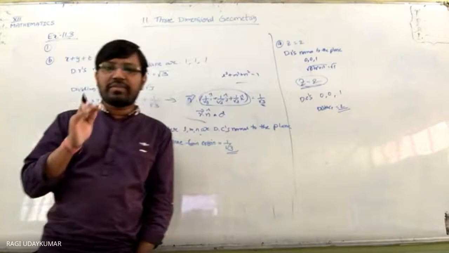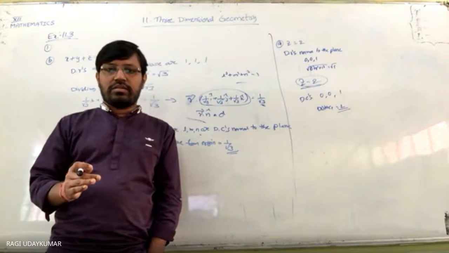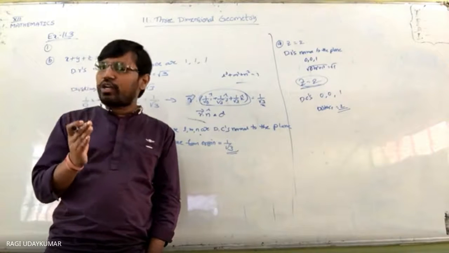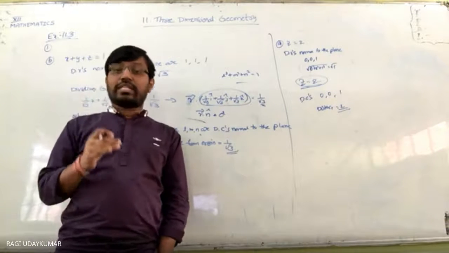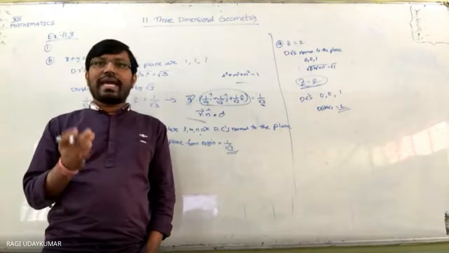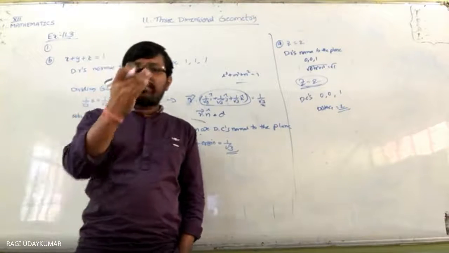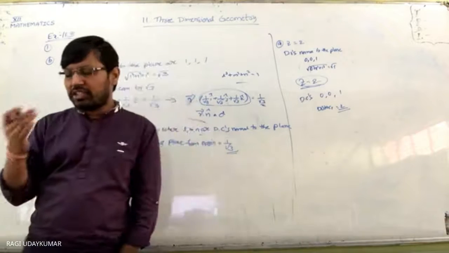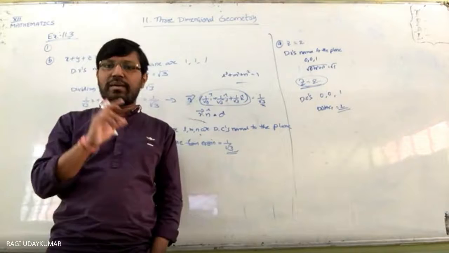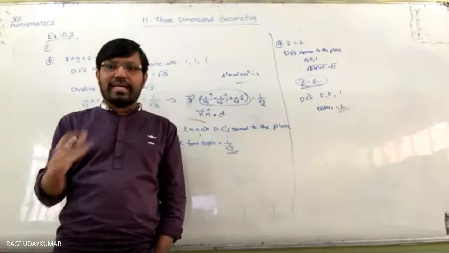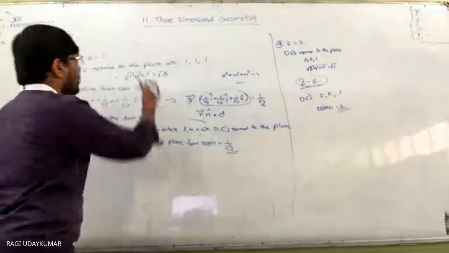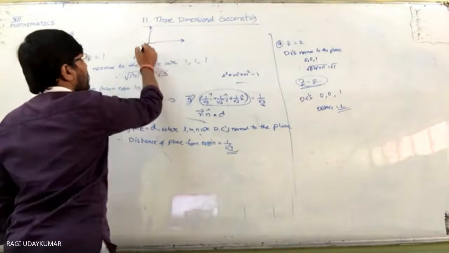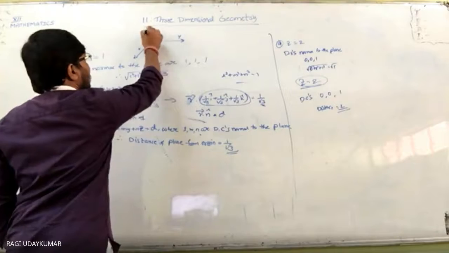Z is equal to 2. This is the equation of a plane which is parallel to the XY plane. If you consider the XY plane, x axis, y axis, z axis, if you consider that, here x axis, y axis, z axis. This is x, y, z.